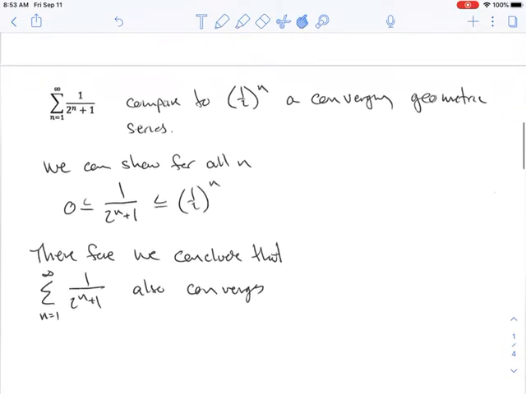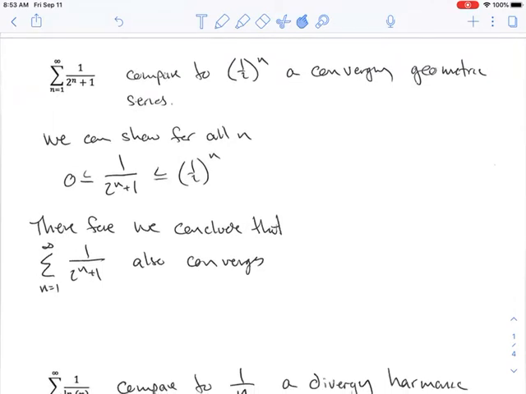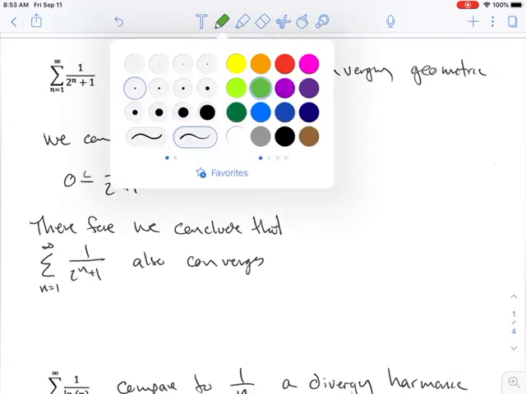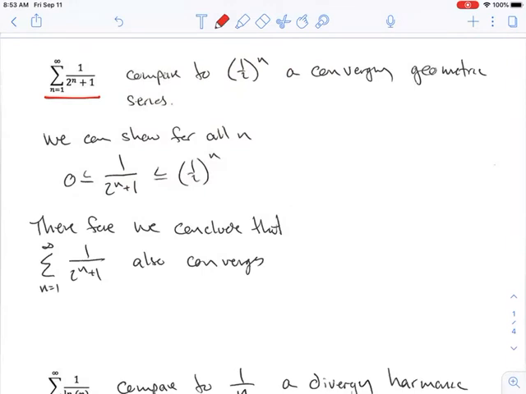So in this one, we have, this is our original series that we want to determine its convergence or divergence. And so I take a look at the leading term. Sometimes you just need to take a look at the leading term in the denominator. It's 2 to the n.